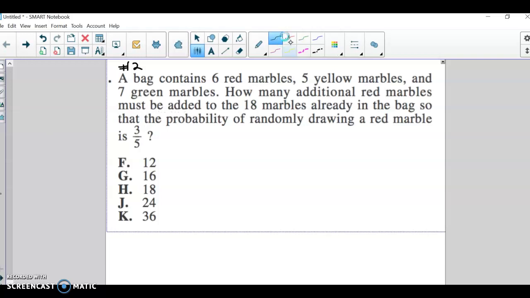All right, so we have some marbles in a bag, and currently 6 out of 18 are red. And we want to add some more red marbles, just red marbles, to get the percentage, or the ratio, to be 60% or 3/5.